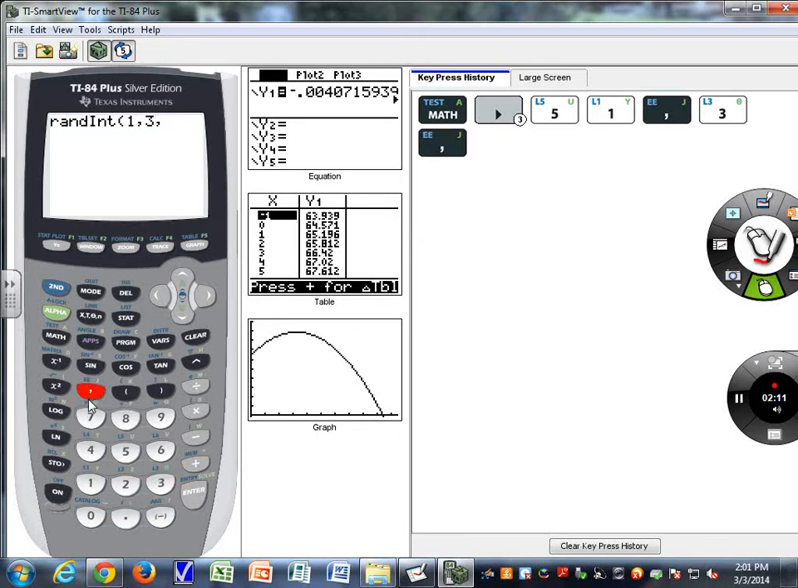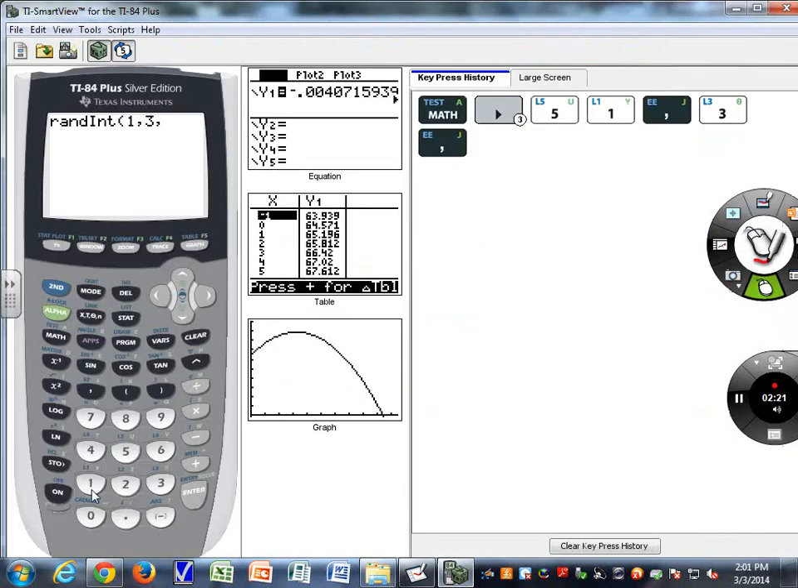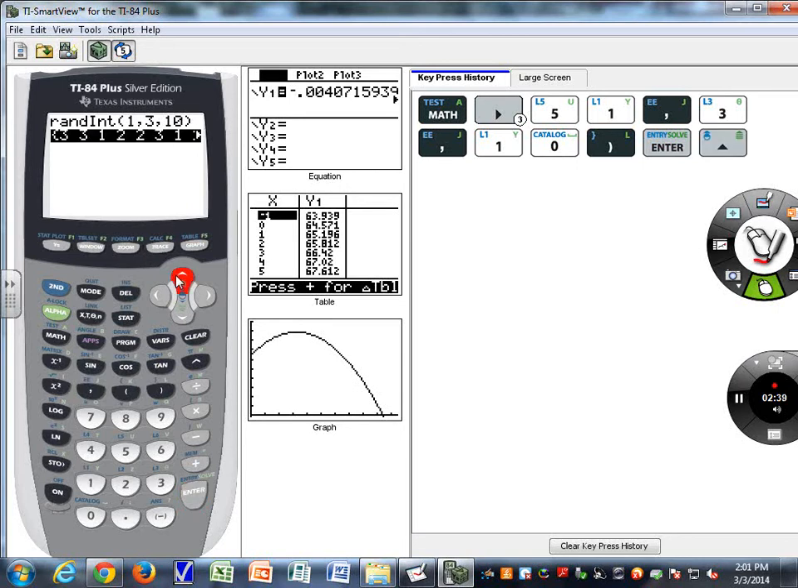Then I'm going to tell it how many questions are on the test, so to speak. So if we look back at our example, 5 of the 10 answers correct. So there's 10 questions on the test. So what the calculator is going to do for me is it's going to generate a list of random numbers, a list that's 10 numbers long, and it's only going to include numbers 1 through 3. So I'll go ahead and press enter. And so we'll see my first list right here, and it's 3, 3, 1, 2, 2, 3, 1. I can't see the rest of it.